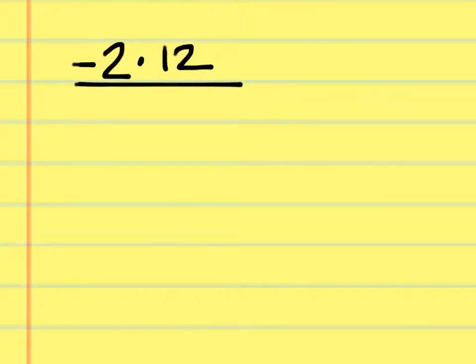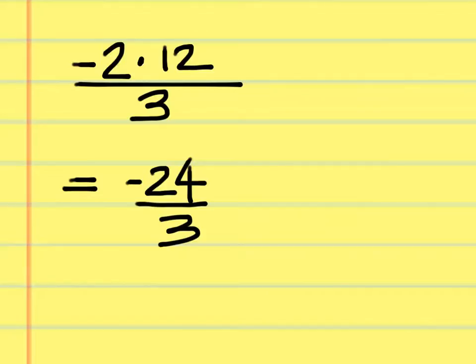The answer for this should be a negative 3. This problem is negative 2 times 12, and then divide by 3. Simplify it first. Do the top part. What's negative 2 times 12? Negative 24. So if I do negative 24 divided by positive 3, what answer do I come up with? Negative 8.